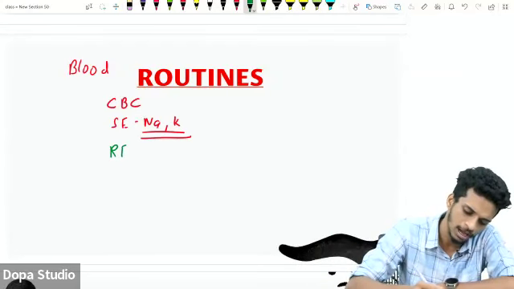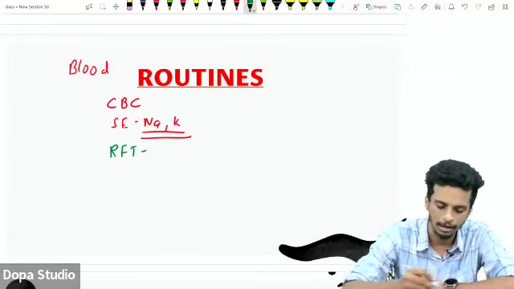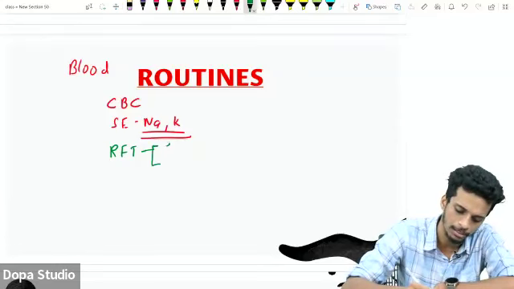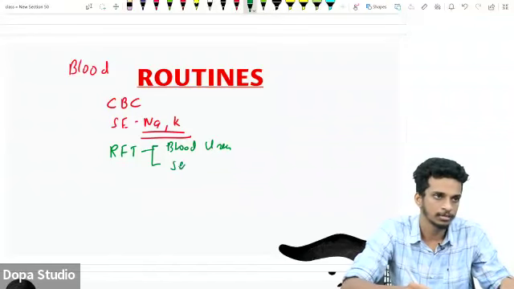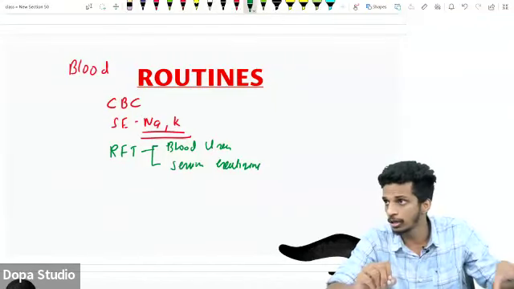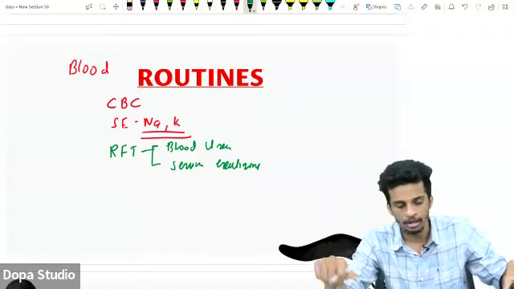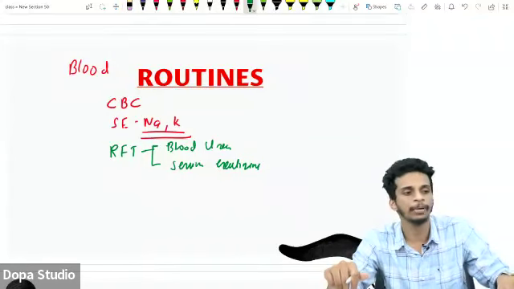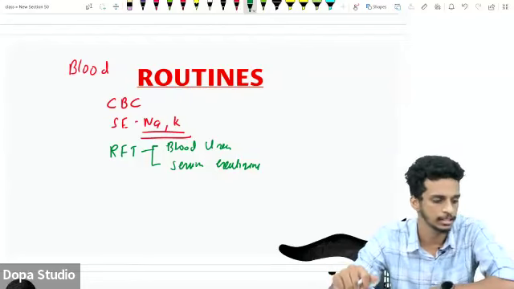And the third one is RFT, that is renal function test. Renal function test comprises two parameters: one is blood urea, and the second is serum creatinine. These two are the parameters included in the renal function test.